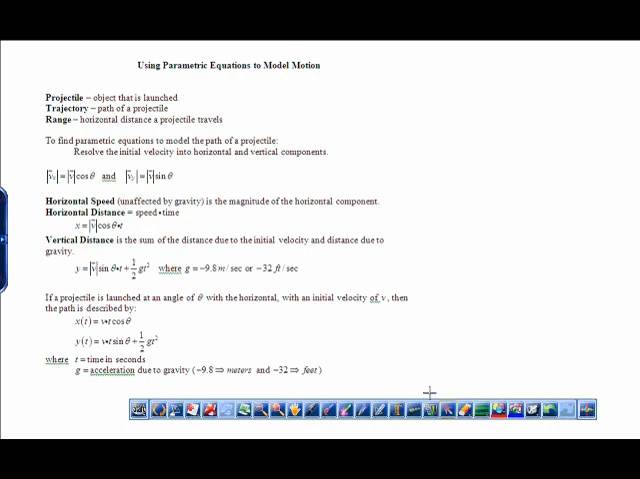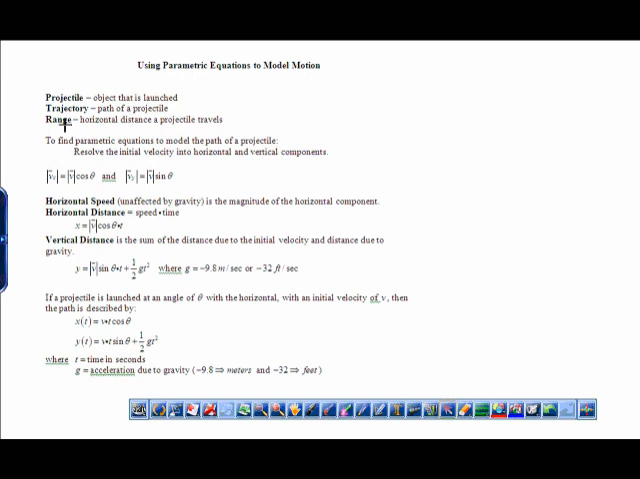First of all, when I mention the projectile, that is the object that is launched. That could be a ball, it could be an arrow, it could be really anything. The trajectory is the path of that projectile, which is typically an upside down parabola, but it definitely could be something else depending on the situation. And the range is the horizontal distance a projectile travels. I don't want you to get this confused with the domain and range.